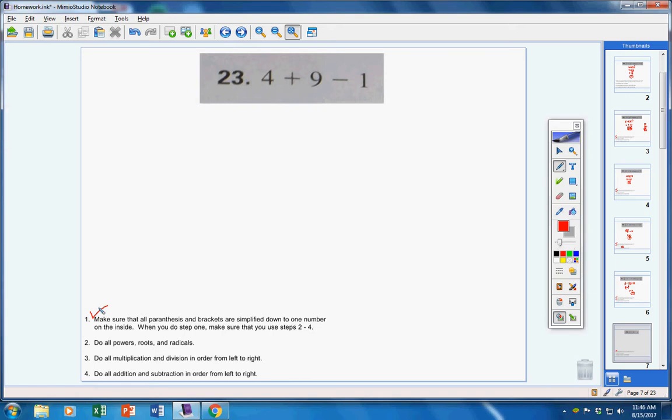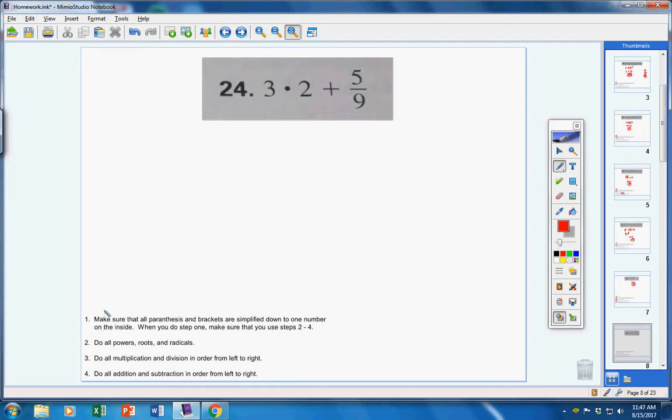And from now on, always in all of your math, you're always going to use order of operations, okay? Always. Step 1, there are no parentheses and brackets. Step 2, there are no powers, roots, and radicals. Step 3, there's no multiplication or division. So step 4, addition and subtraction. 4 plus 9 is 13. 13 minus 1 is 12.